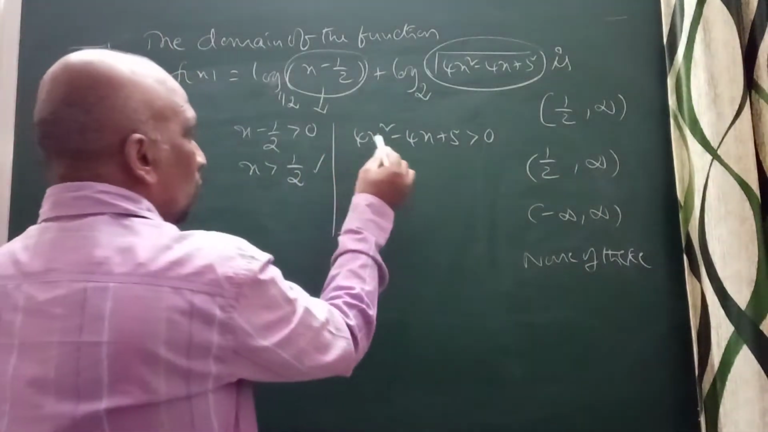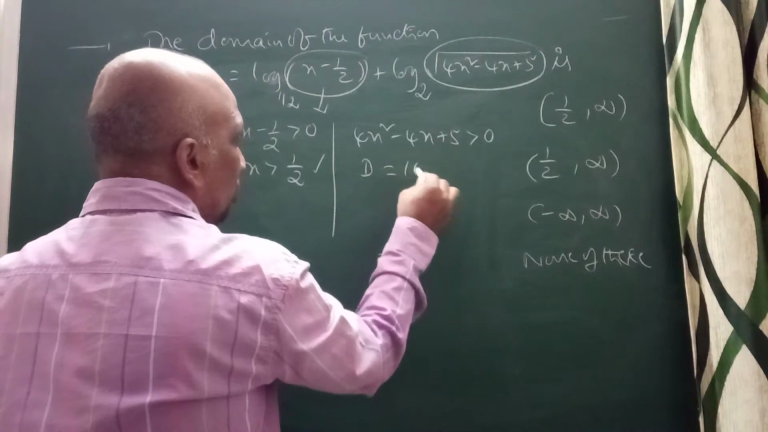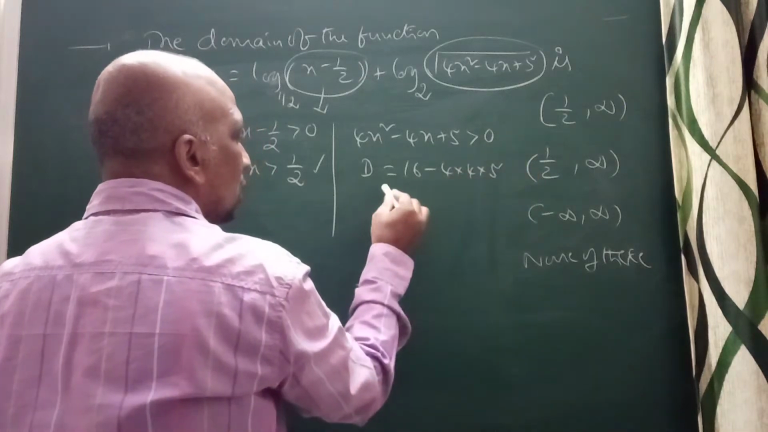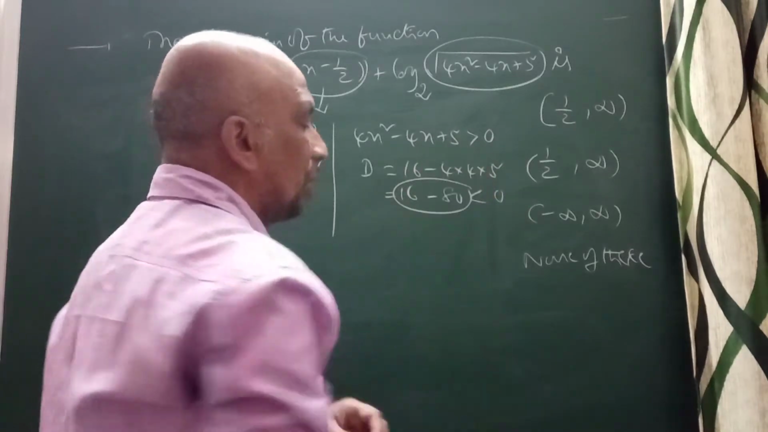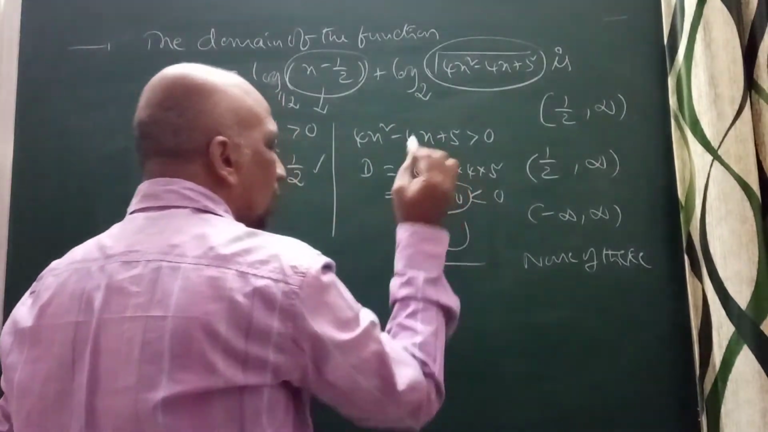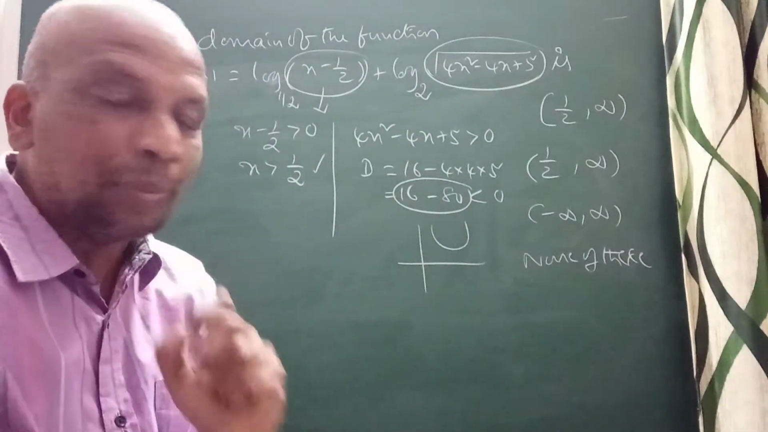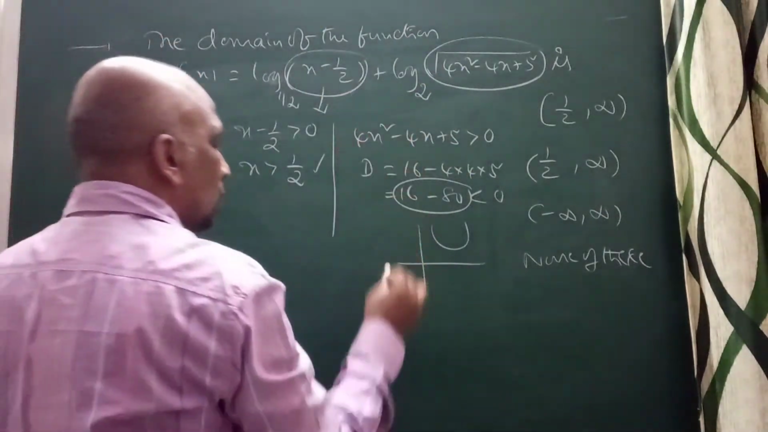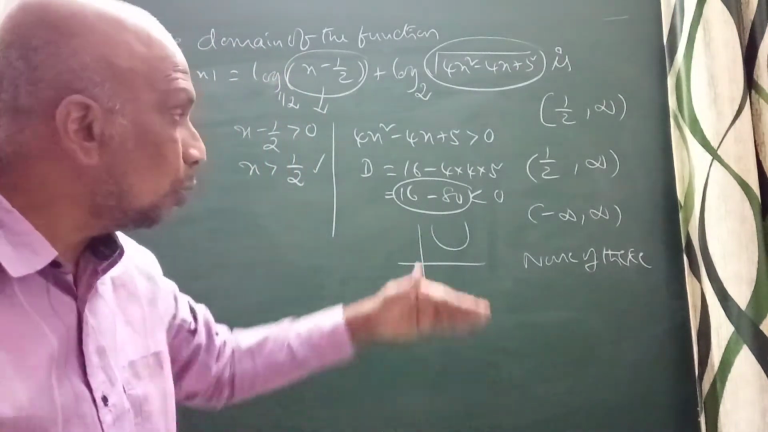The x square coefficient is positive. Let the discriminant be b square minus 4ac, so 4 into 5, you will get 80. This value is negative, so the discriminant is negative and the roots are complex. That means definitely the parabola is above the x-axis. Just get an idea of what I'm giving: it should be above the x-axis. That means for every x this is positive, so the domain of this is x belongs to R.